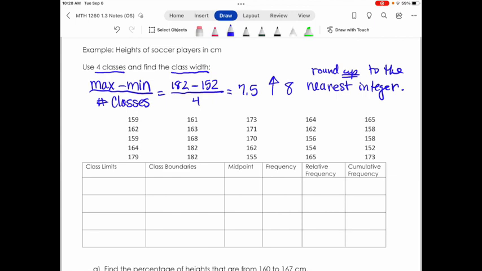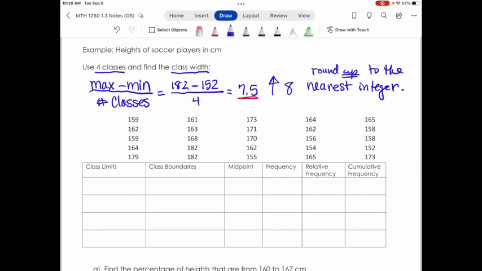We always round up. Even if this came out to 7.1, we still want to round up to 8, because we want to make sure there's enough room in the interval so that we can fit all the numbers. And even if this number comes out to be a whole number, like exactly 7, we still want to round up to the nearest integer, again to make sure we have enough width in each of those intervals to contain all the numbers.